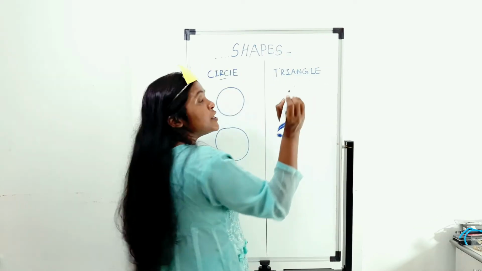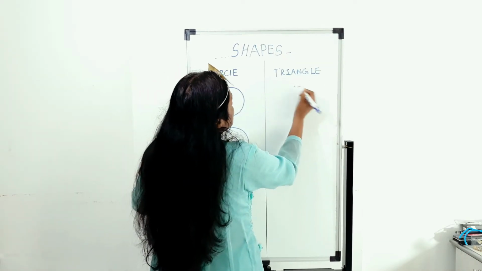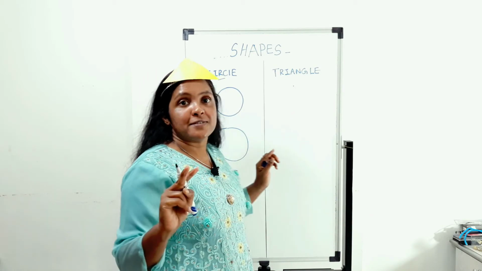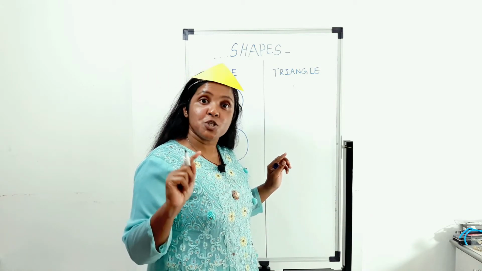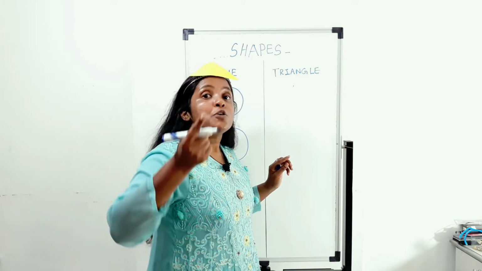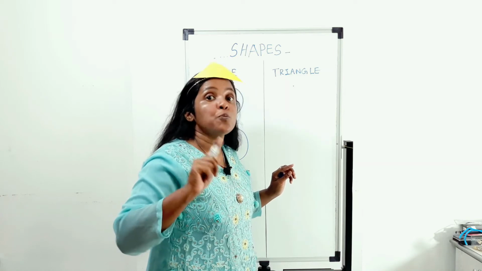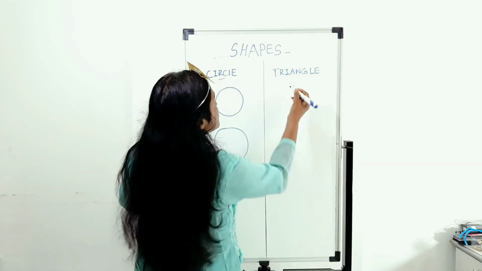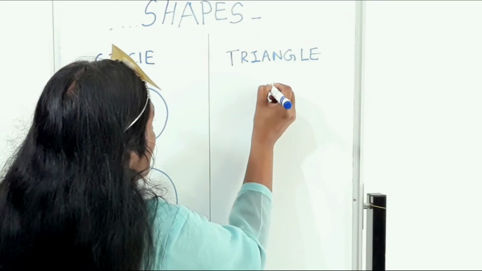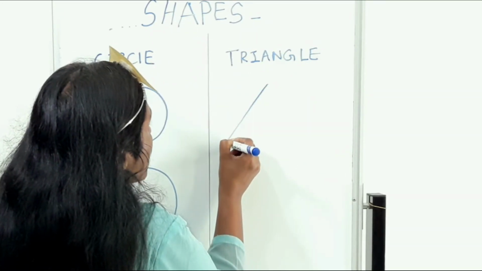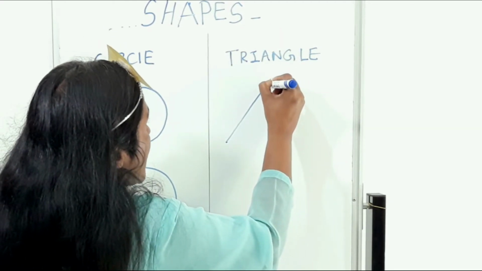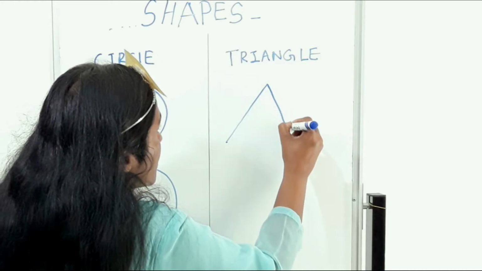Yes. First, we will keep a dot over here. When you draw a triangle, we use two lines. What are the two lines? Slanting lines and sleeping line. We are using two slanting lines and one sleeping line. First, I'll start from the top and go down a slanting line. Go back to the top, starting point, again slanting line, go down.